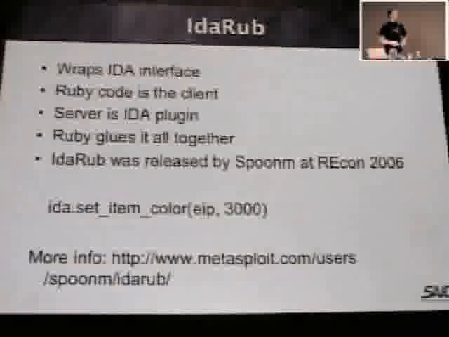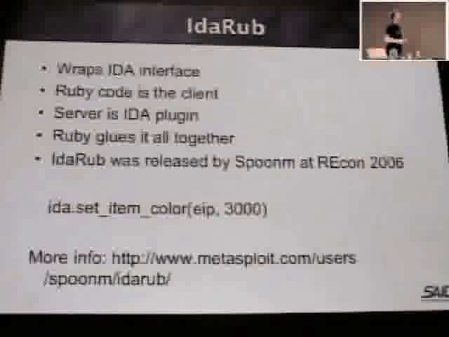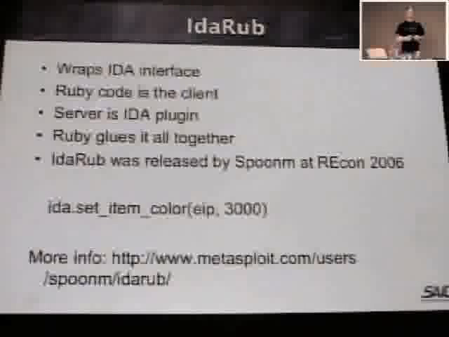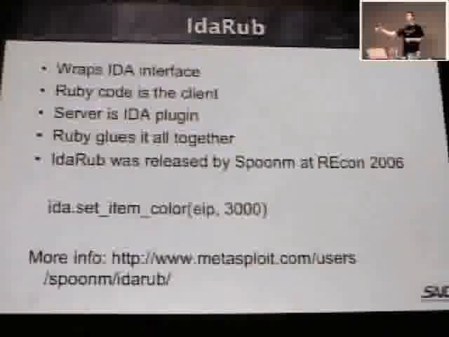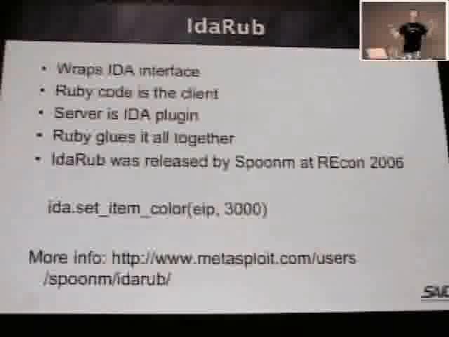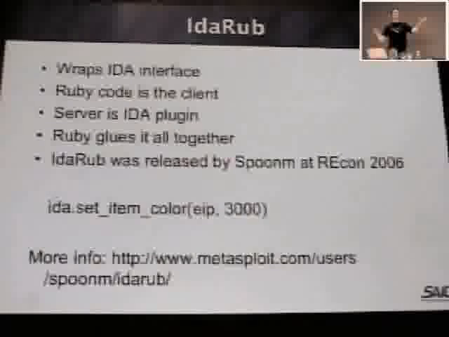There's also IDARub, which was presented at the last Recon, which lets Ruby interface with IDA over the network. So this is key in a lot of our examples, is that we have IDA running on a Windows system with the IDA plugin, and then we have Ruby running on the OS X system with Dtrace tracing. So that way we can trace stuff and communicate back and forth with IDA.